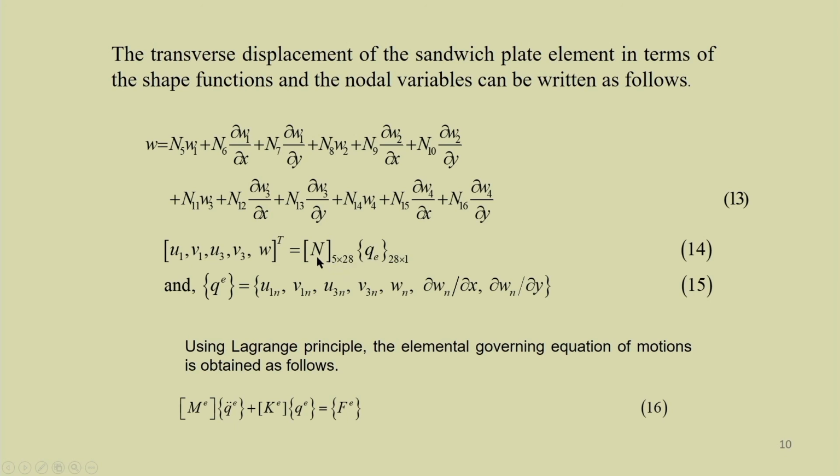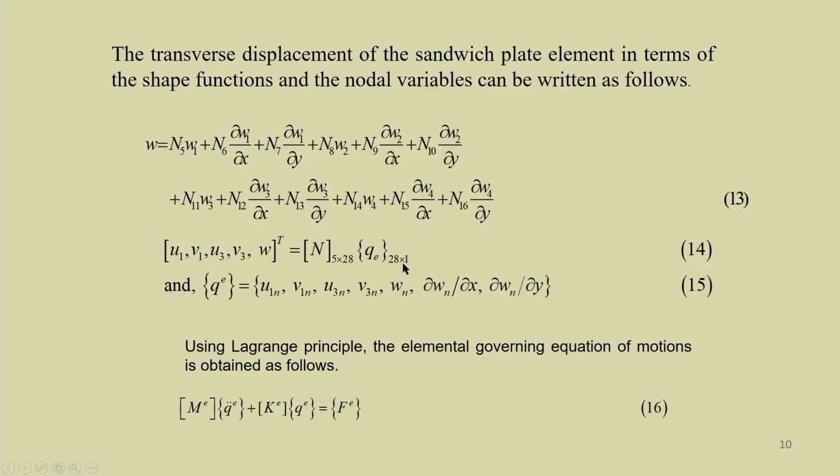So, it will be 5 into 28. Here you have 5: U1, V1, U3, V3 and W. For the core, we have not considered the axial deformation in x and y direction. So, we have written this in terms of these 5 parameters, then we can write this N 5 by 28 into QE. So, this is 28 cross 1.